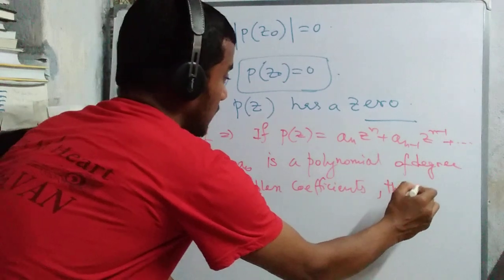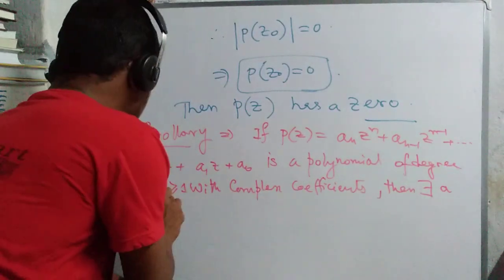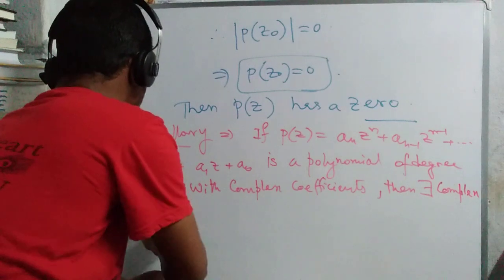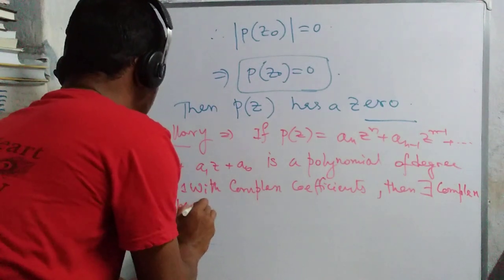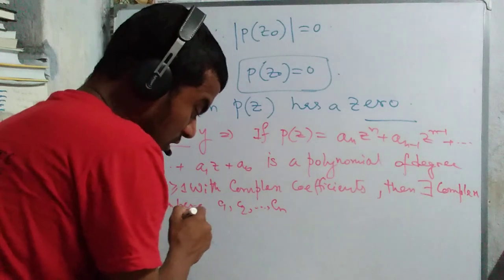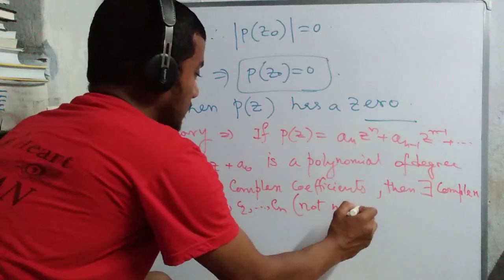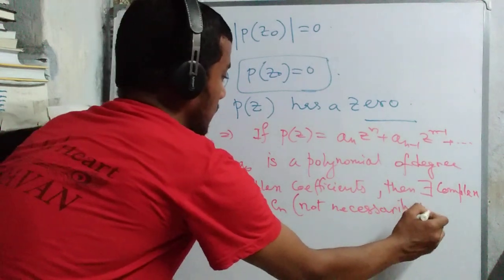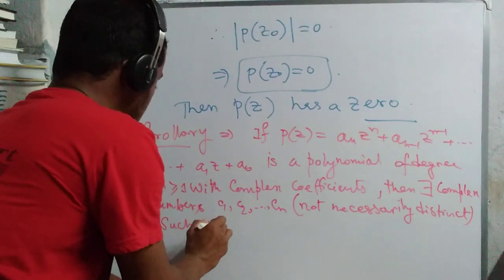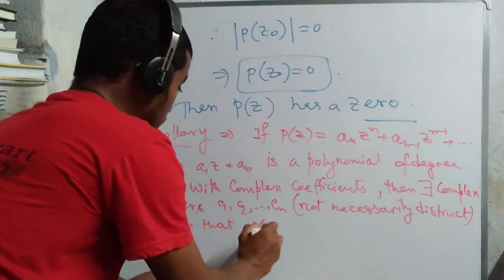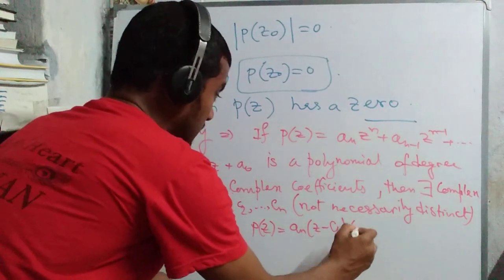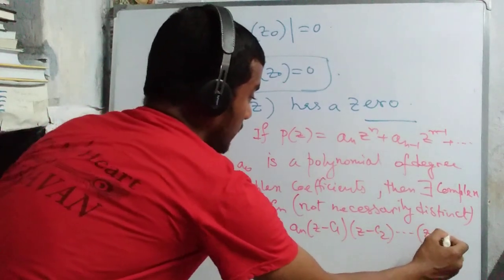there exist complex numbers c1, c2, up to cn, not necessarily distinct, such that p(z) equals a_n (z minus c1)(z minus c2) and so on up to (z minus cn).